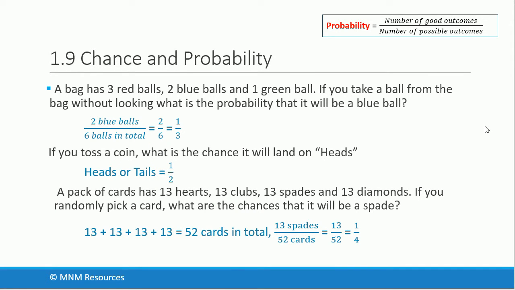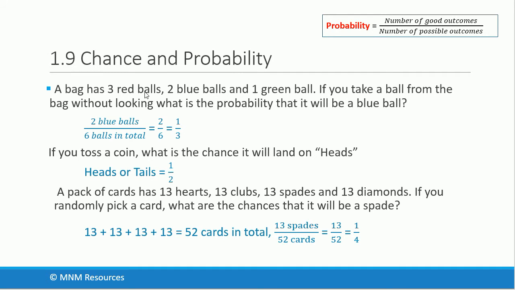Section 1.9 looks at chance and probability. So what is chance or probability? There's an equation to calculate the probability of an event occurring or getting a certain outcome, and that is you have to first determine the number of good outcomes over the number of all possible outcomes. Now this may not make as much sense until we look at some examples, so let's jump into the examples.